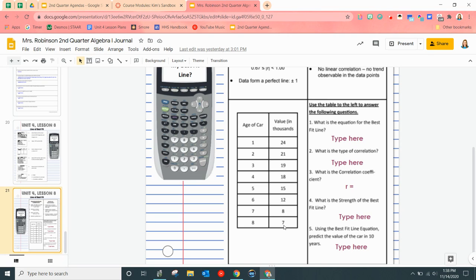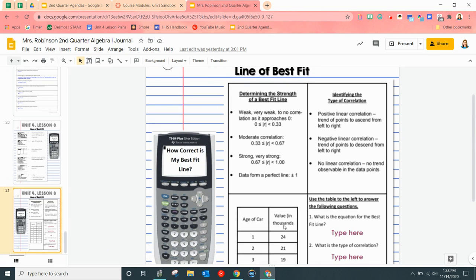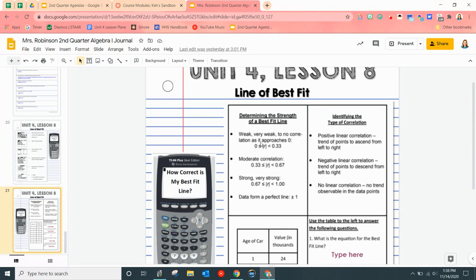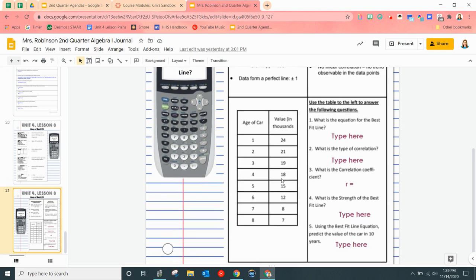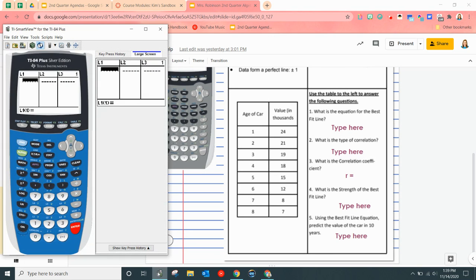So cars depreciate in value. The value goes down over time because they get old and worn out. And then they go and buy another one. So we're going to work through this example. The information up here we're going to use in a minute because it's going to help us identify some of this other information. And this all has to do with R, which is a new value that we're going to get. That's our correlation coefficient.